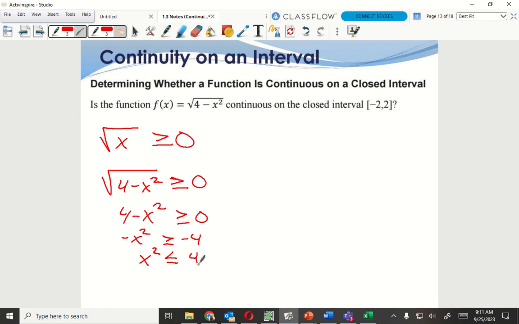When you multiply or divide by a negative, you have to flip the sign. Okay. And then how do I undo the square? Square root. So x is less than or equal to plus or minus 2. Plus or minus 2.